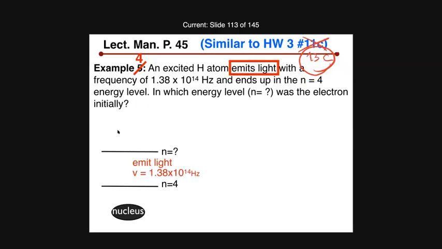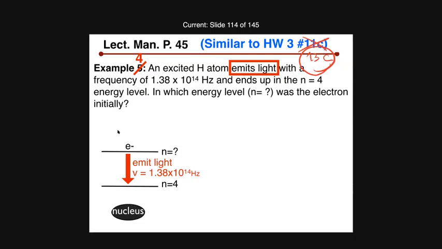It also tells us that it emits light, which indicates that the electron would fall from a higher energy state to a lower one, because emission is going from higher energy state to lower, and absorption is going from lower energy state to higher. So in this case, it's emit light, so it's implied that it falls from a higher energy state to lower. Therefore, the n value you calculate has to come out greater than 4, because it's a higher energy level than 4.